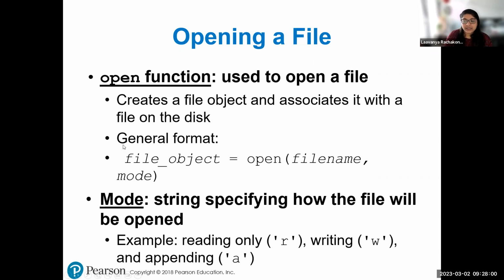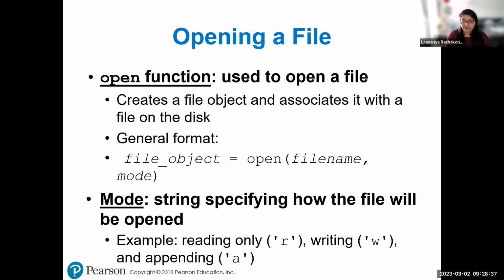So the format is: file object, the variable associated with opening this file, is equal to open, parenthesis, file name, comma, the mode in which you want to open this file. There are three types of mode in which you can open a file. We have write, that is W. We have read, that is R, which is basically read only. You cannot make any changes to a file which has been opened in read mode. And then you have append, that is A. We'll see each and every mode in the next slide.